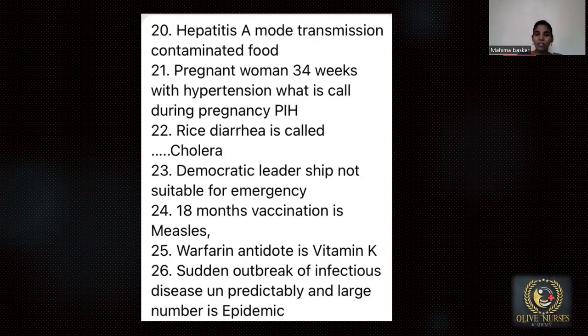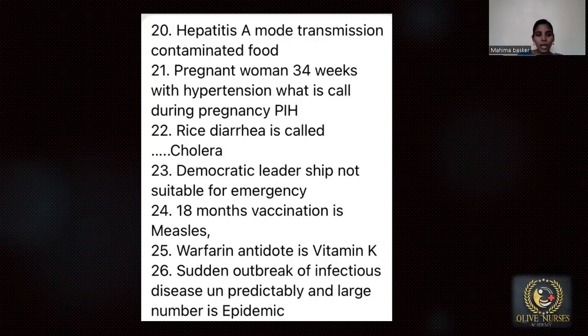Cholera. Cholera patient only will be having the rice diarrhea, okay. So here the next one, democratic leadership not suitable for emergency. Why? Because democratic leadership means we have already seen in the administration.